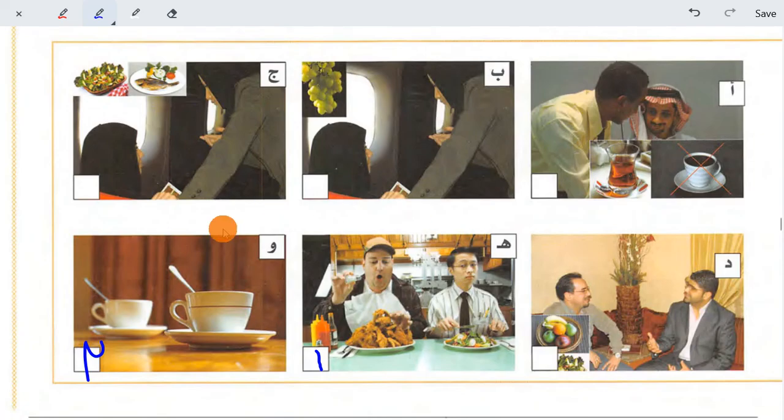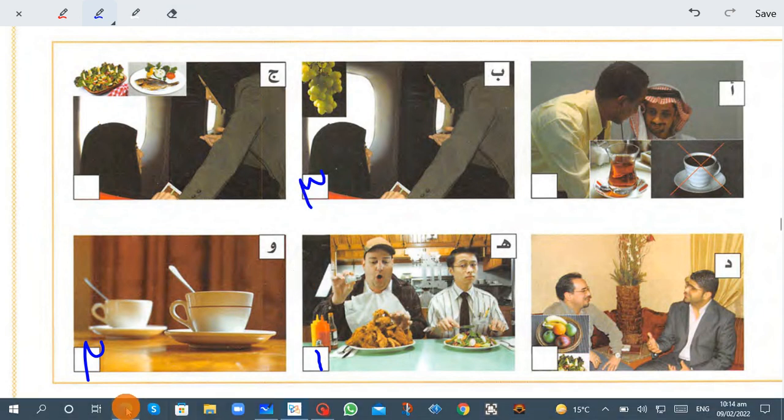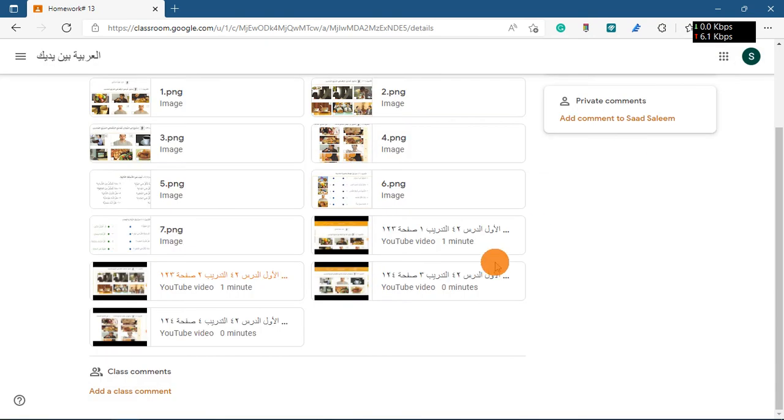So تفضلين means she is asking a female. Here we see a female and it has fruit as well. So this is the one. Next we will play the next video.